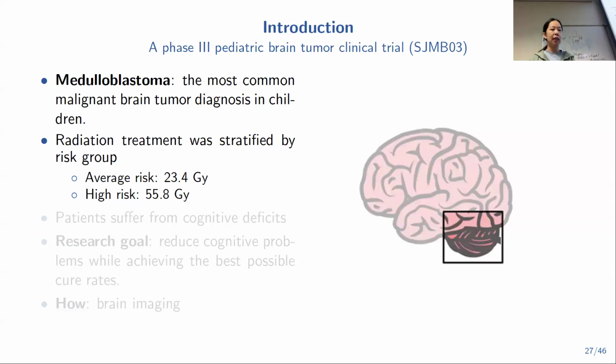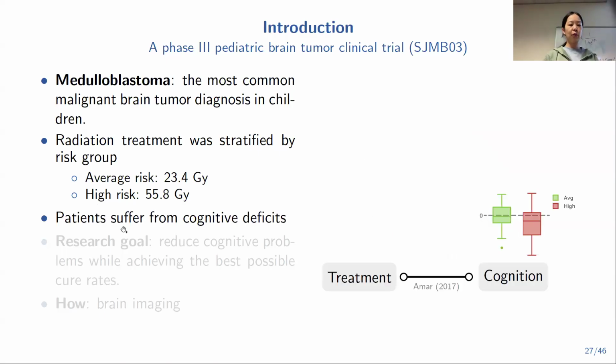The standard therapy is radiation therapy. After we use surgery to remove the primary tumor, we apply radiation therapy to the craniospinal area and also apply some extra radiation therapy on the primary tumor site. So that's the idea of the treatment. The key is they have different treatment groups. The average risk group receives a slightly lower amount of radiation. For the high risk group, the radiation dose is higher. Higher dose means more side effects.